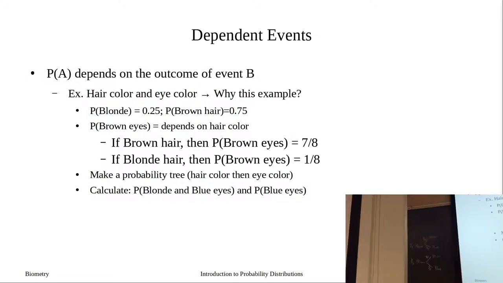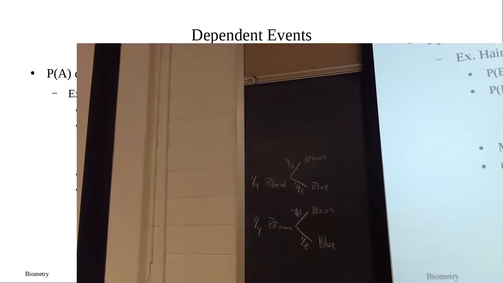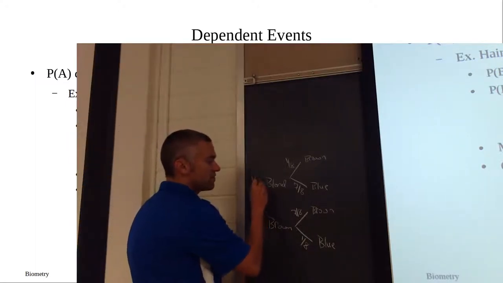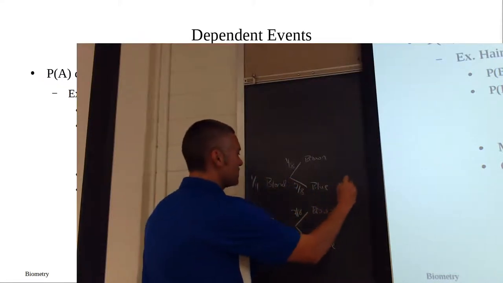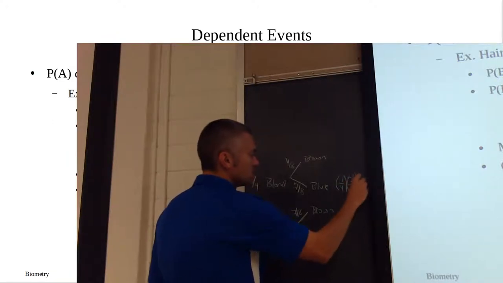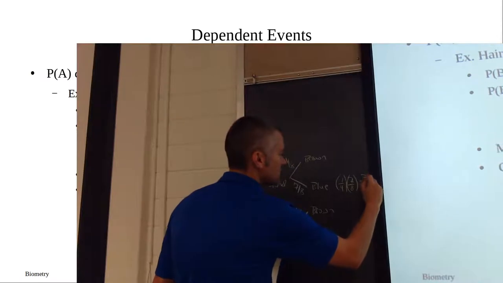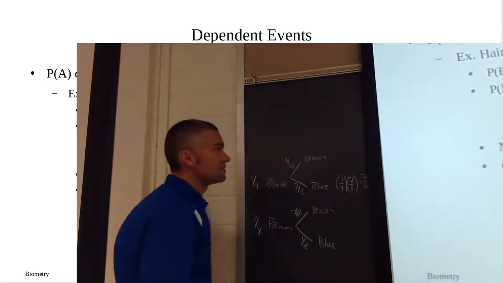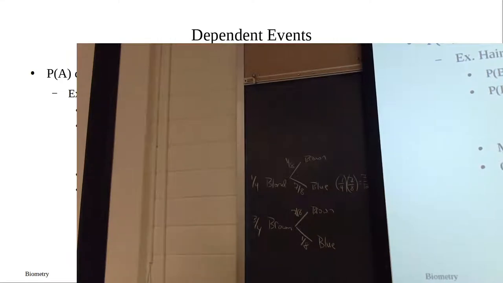So 1/4 blonde. All right, so we have a probability tree. That's what I made. So now we want to calculate the probability that we are blonde and blue eyes. That's easy. Again, with the probability tree, we just multiply along our path. This is 1/4 times 7/8, which is 7/32.